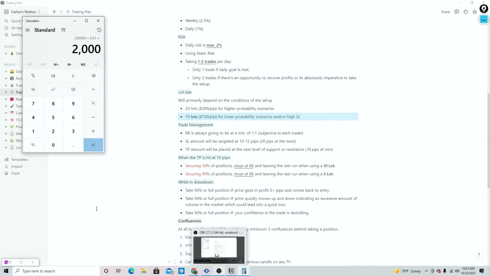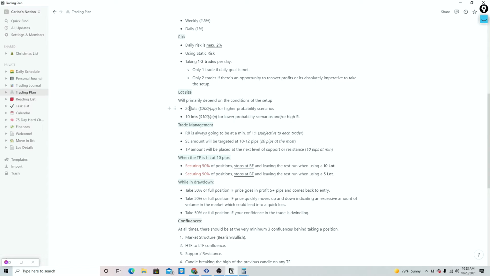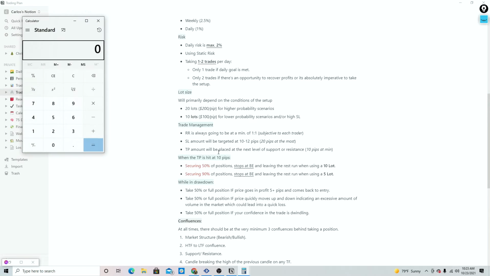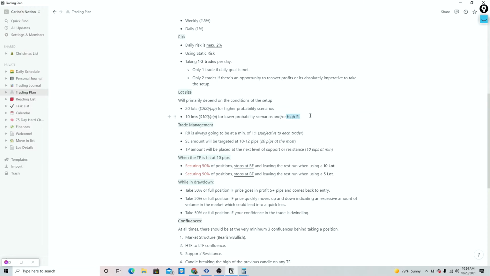So let's say I'm using a 10 lot, right? My normal risk would be a 20 lot, right? But say I'm using a 10 lot with a 20 pip stop. If we just do the math, 10 lot is $100 a pip. So if I'm using a 20 pip stop loss, 20 times 100 equals 2,000. You see, so that would be it. I'm risking 1%, but because I have a bigger stop loss, I'm using 10 lot instead of a 20 lot.